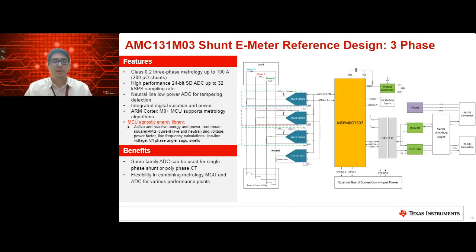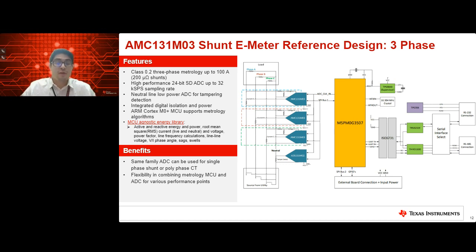This is looking a little bit more in depth into that polyphase isolated shunt solution that Jaya was showing just a few slides earlier. As you can see, we're still boasting the same 0.2% accuracy on the three-phase metrology up to 100 amps, going up to 32 kilosamples per second sampling rate. And we also have an additional ADS131M0x, as you can see at the bottom, to do the neutral tamper detection here.